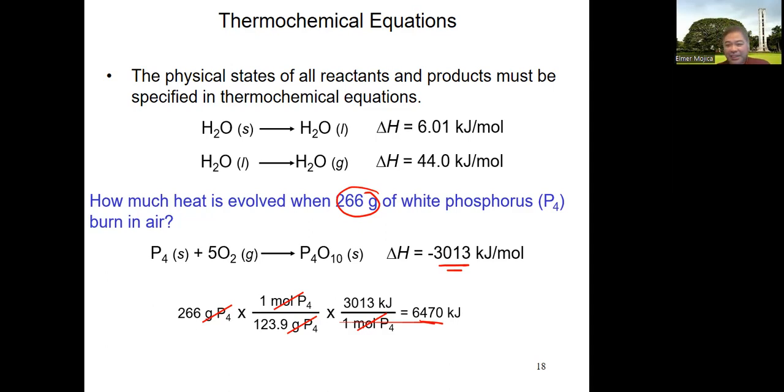So if it's a negative, it is what? From the system going to the surrounding. If it's positive, it's from the surrounding going to the system. Now here it's clear. Evolve. The word here is evolve. So this is what is being released. Okay? So it's understood that it's going out. Okay?